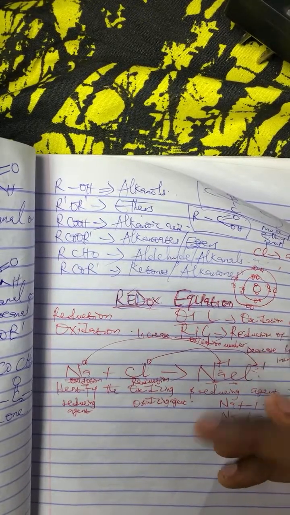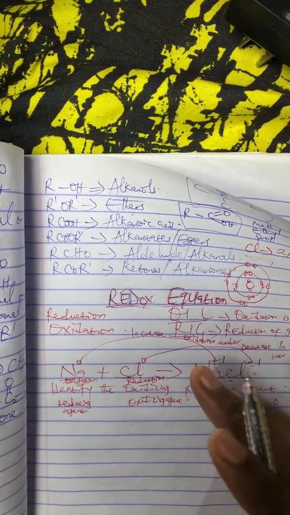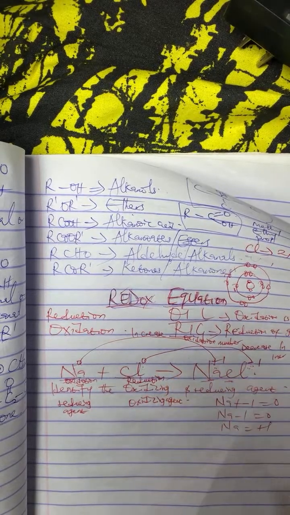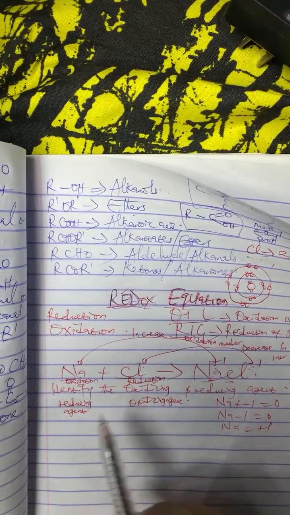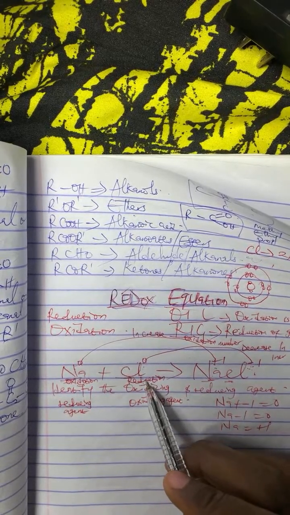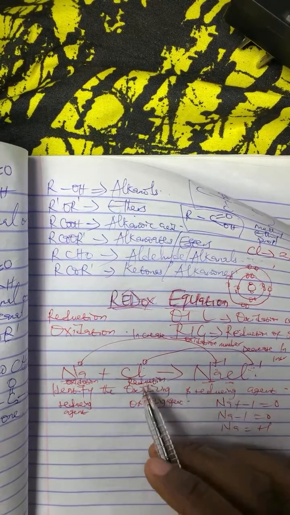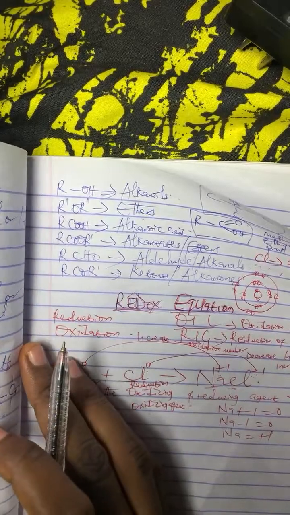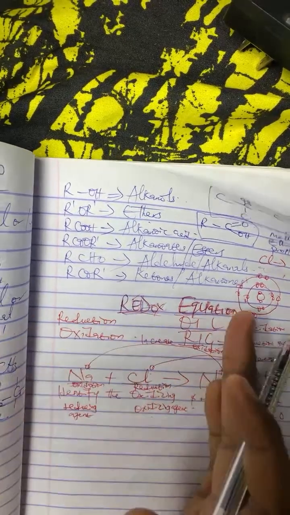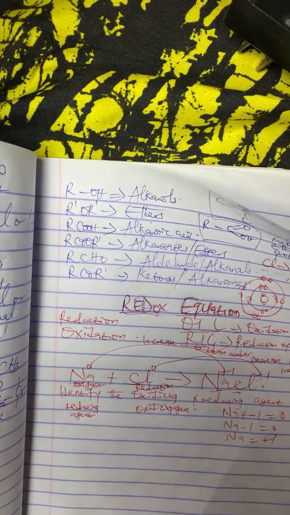oxidizing agent. And just a pro tip, when you are identifying a reducing agent and an oxidizing agent, I want you to understand something. If a particular element undergoes oxidation, that element is a reducing agent. If a particular element undergoes reduction, that element is an oxidizing agent. And both your oxidizing and reducing agents are usually at the side of the reactant, not the product. The reactant is at the left-hand side. The product is at your right-hand side.